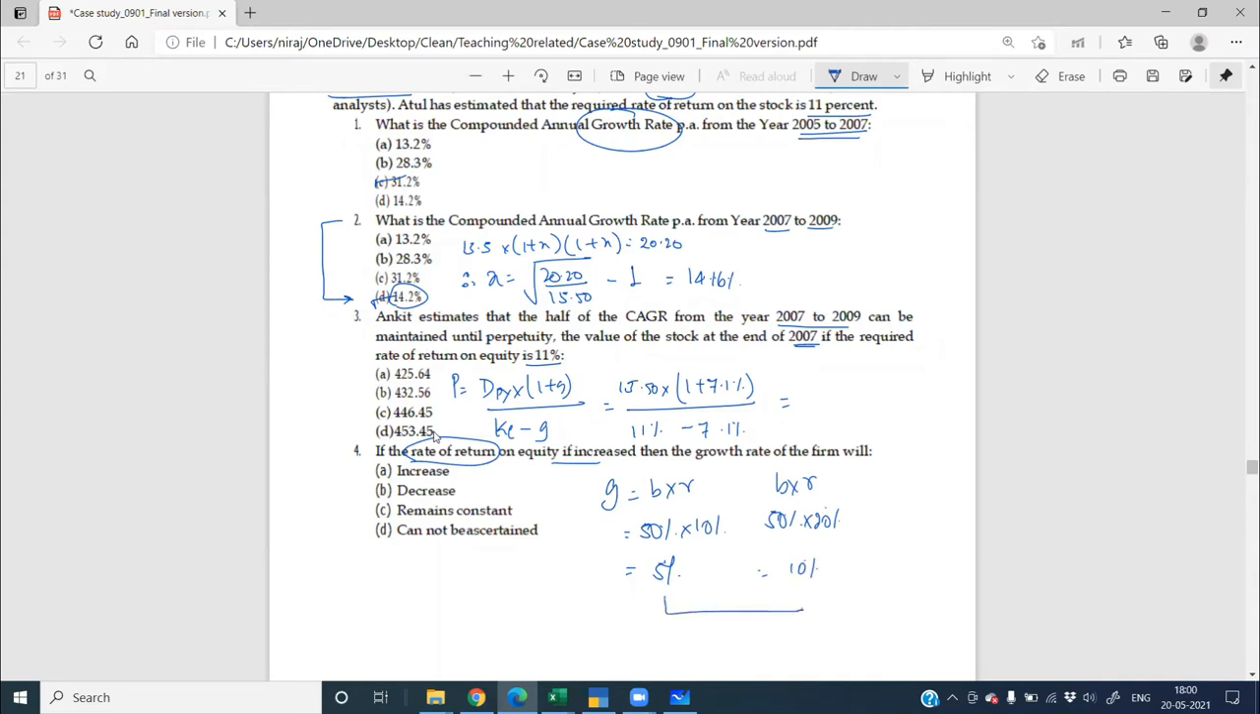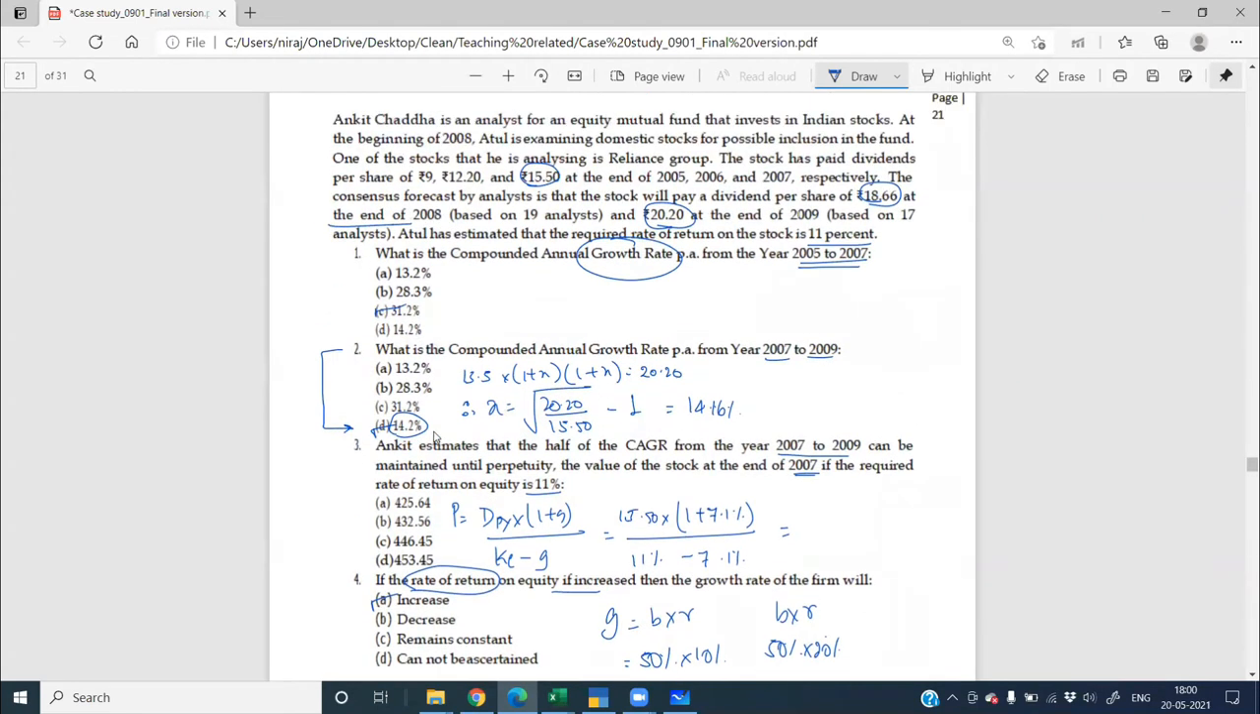So you can see with increase in R, my growth will increase. With increase in B or increase in R, because they are the multiplying factors as such. That's why irrespective of either of them, multiplication will always lead to the increase in the growth rate. So we will mention it as increase. This is a very theoretical question, nothing to do with any practical case study. If you just understand the generic concept also, you will be able to solve it.